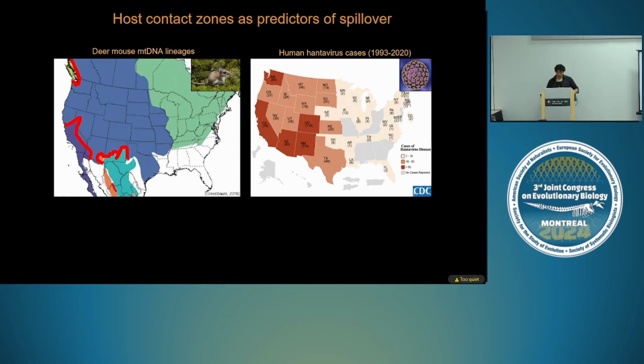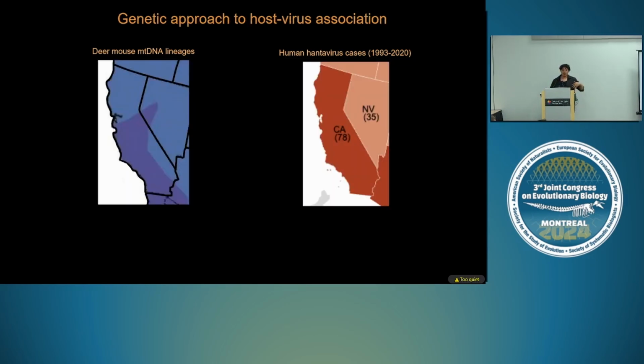And so that is what I'm aiming to do with this project: simply show, do we see genetic co-diversification across the state of California, as we have multiple lineages of deer mice, along with a high propensity for spillover into humans across this state.